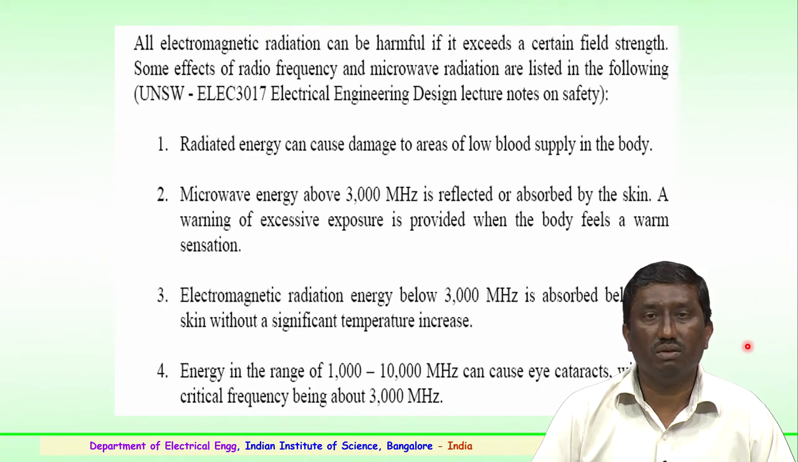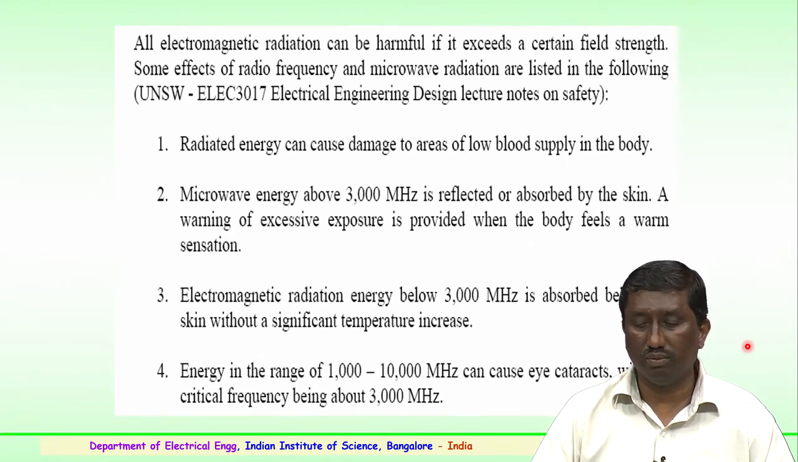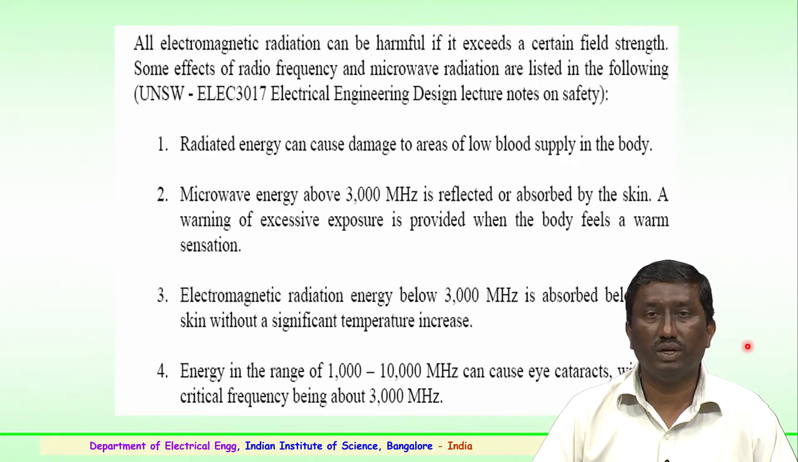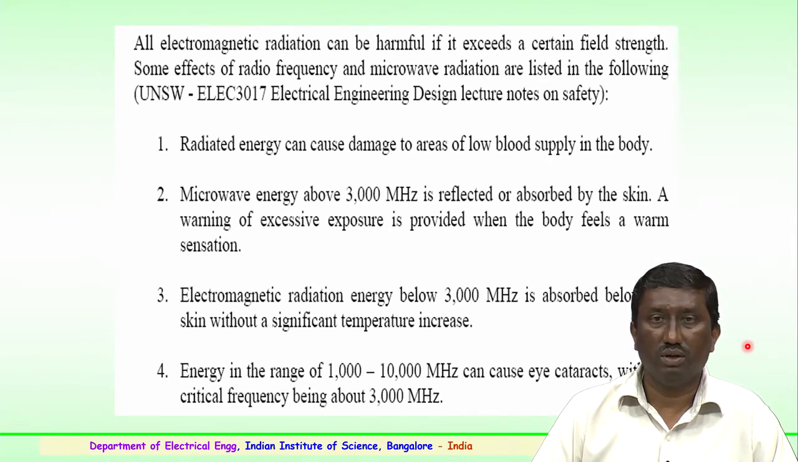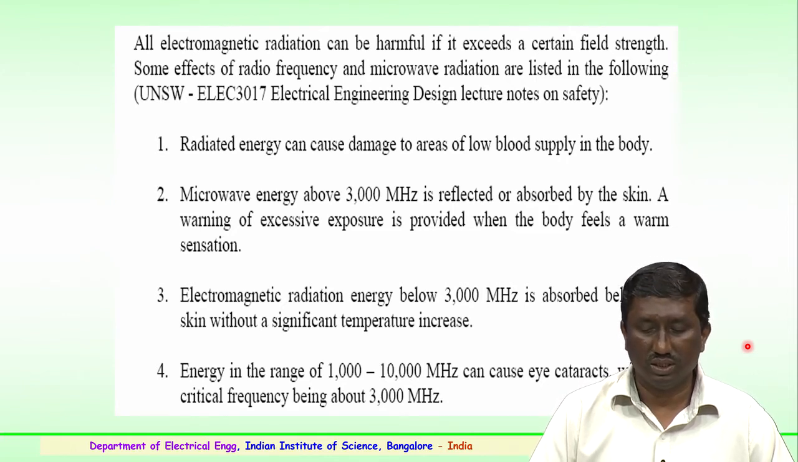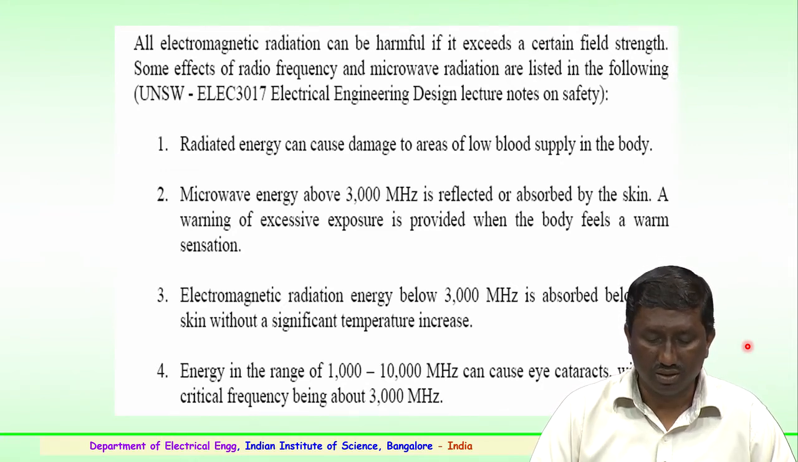The radiated energy, when exposed for a long period of time, could cause damage to areas of low blood supply in the body. Microwave energy above 3000 megahertz is reflected or absorbed by the skin. A warning of excessive exposure is provided when the body feels a warm sensation. So, proper measuring gadgets should be worn by the people who are working in the substations or near the vicinity of the electromagnetic fields, where the sensing devices should be able to give information on the fields being exposed to.